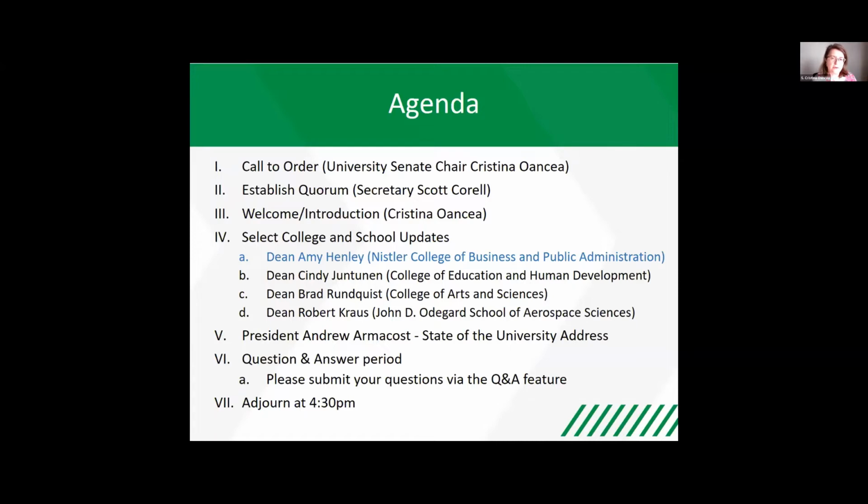So before we go any further, Secretary Correll, do we have quorum? Well, we have 206 attendees, but I need 183 of them to be benefited faculty or administrators. And as I'm going through here, I've counted at least 30 that do not fit that role. So I'm going to say we don't have enough quorum to run a business meeting, but we certainly have enough people to enjoy all these great updates today. All right, thank you so much.